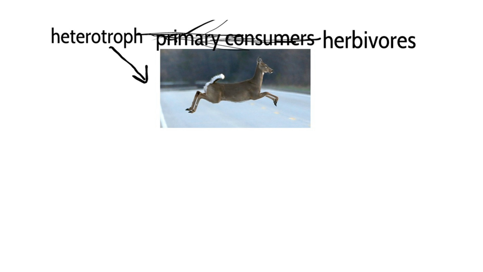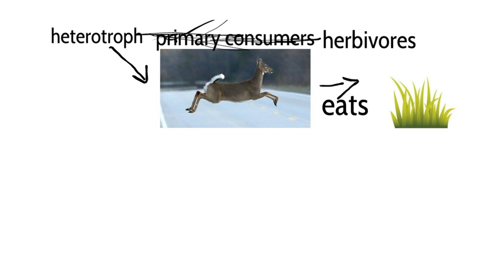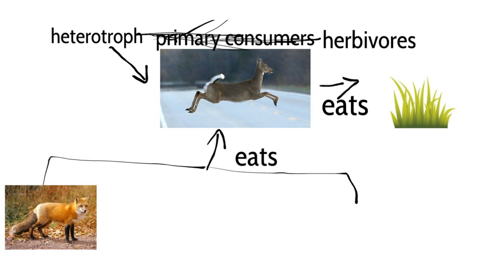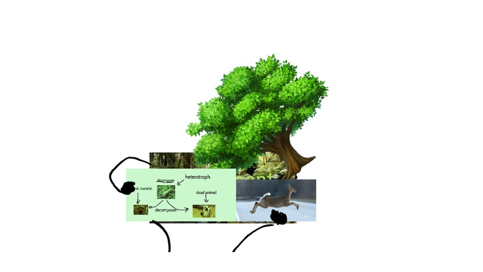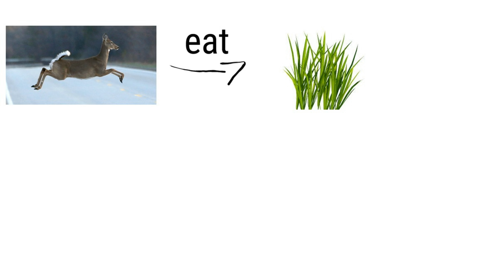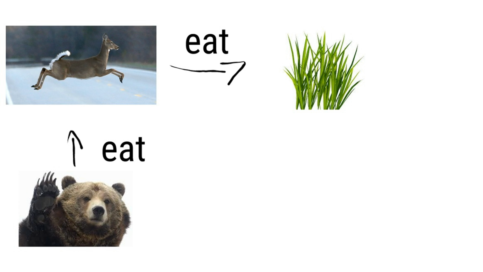Primary consumers. Primary consumers or herbivores are heterotrophs that eat primary producers and are eaten by secondary consumers and sometimes tertiary consumers. Primary consumers are useful in the environment in the sense that they eat plants for energy, so other organisms can get that energy from them, which was passed on from the plant.